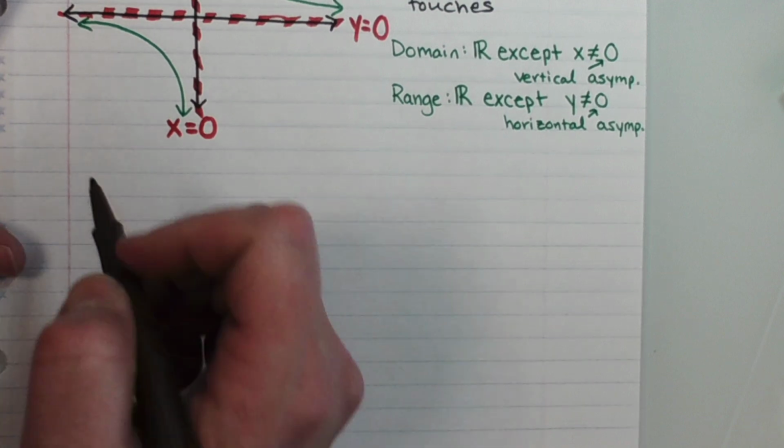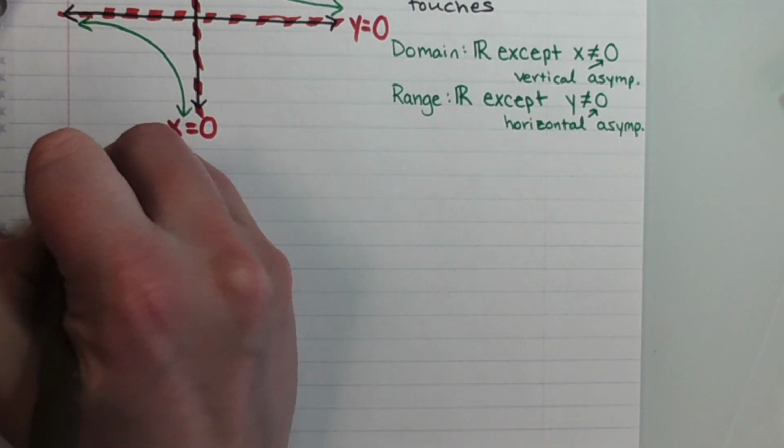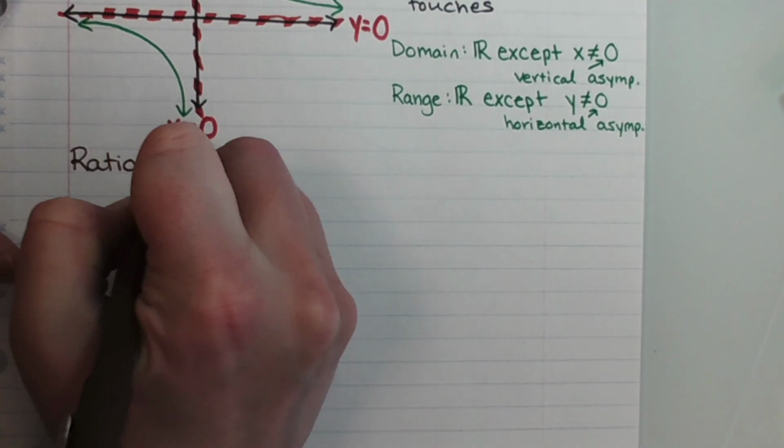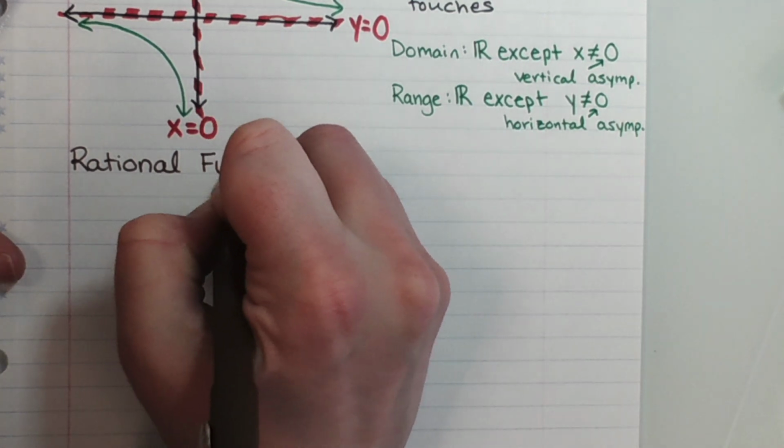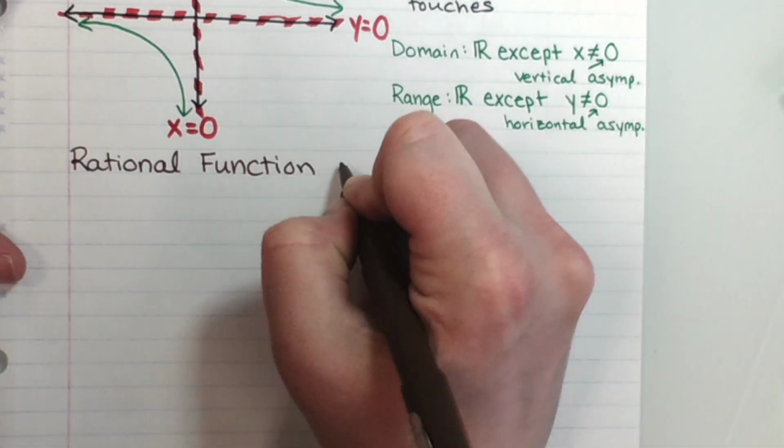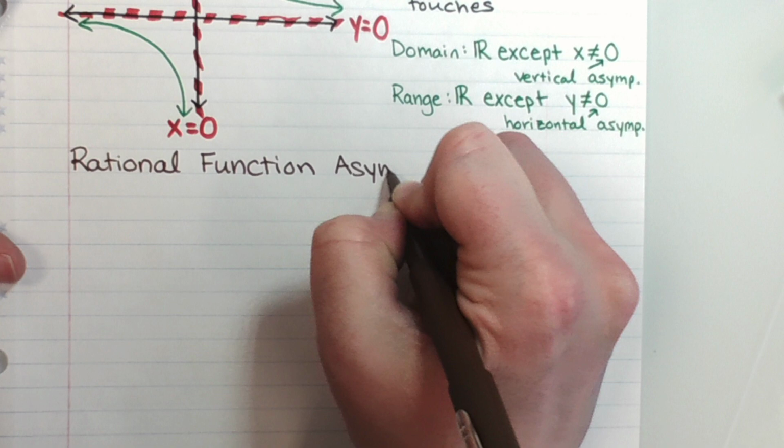Now when we graph these functions, we're going to look at them in what's known as asymptote form.